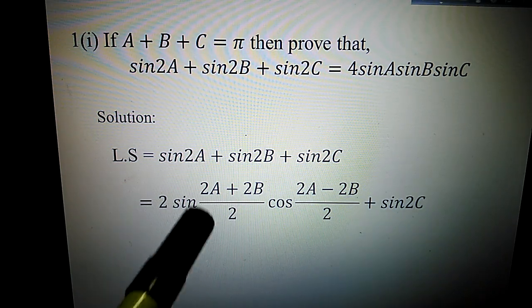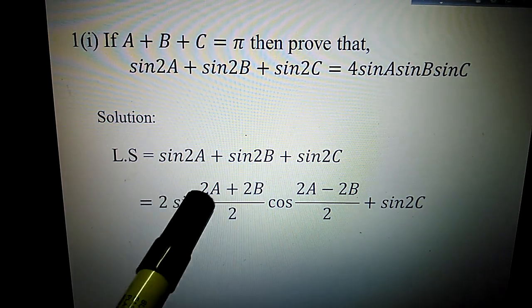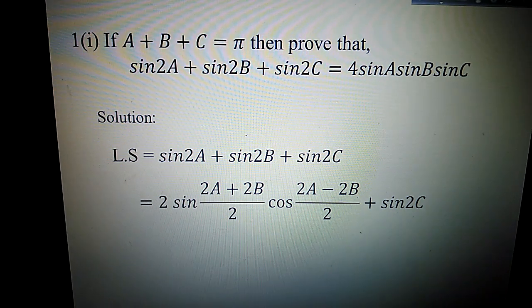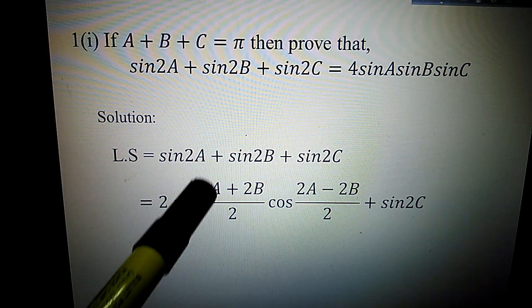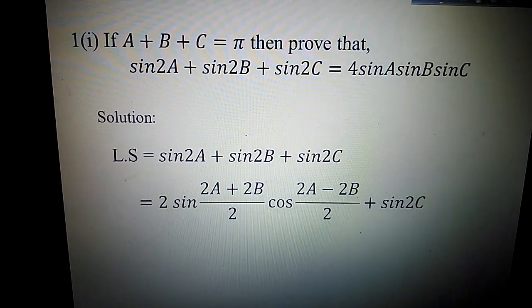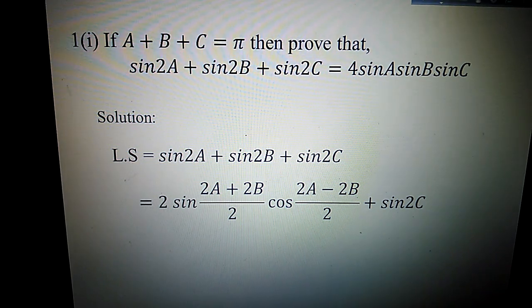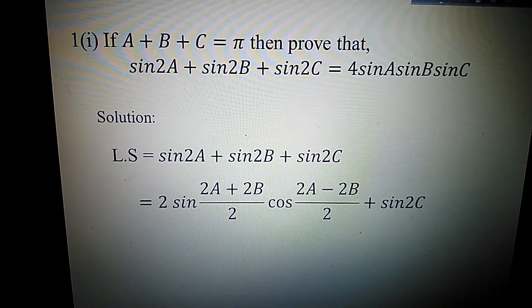Here it is sine 2a and sine 2b, that's why it is 2 sine (2a plus 2b) divided by 2. The general formula is sine (a plus b) by 2, because it is a, that's why a plus b, and here it is 2a and 2b, that's why 2a plus 2b divided by 2, and similarly cos (2a minus 2b) by 2, and lastly sine 2c remains constant. We will do the work on it later.